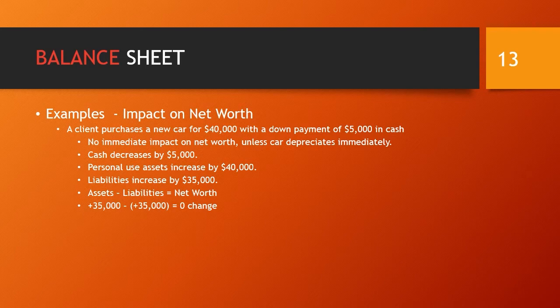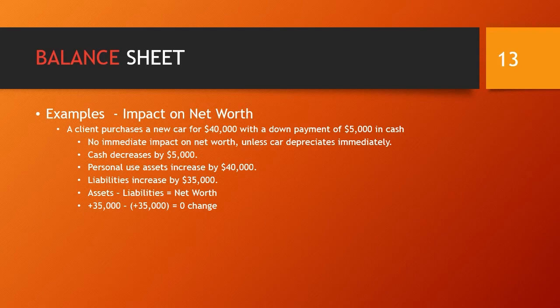Now, where did we get the rest of the money for the car? We only used $5,000 of cash. We need to pay for the rest of the car. We borrowed it, right? So our liabilities go up by $35,000. So our total assets went up by $35,000. Our liabilities go up by $35,000. $35,000 minus $35,000 is 0. Okay. Now, this is the way I did this problem just to make it simpler.